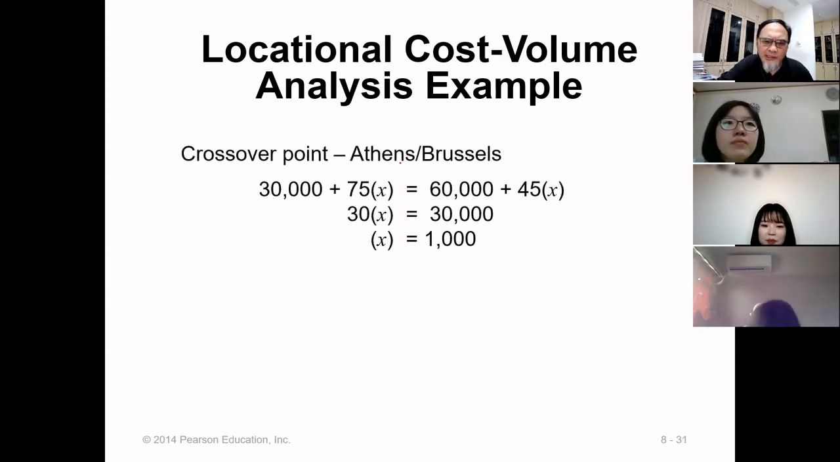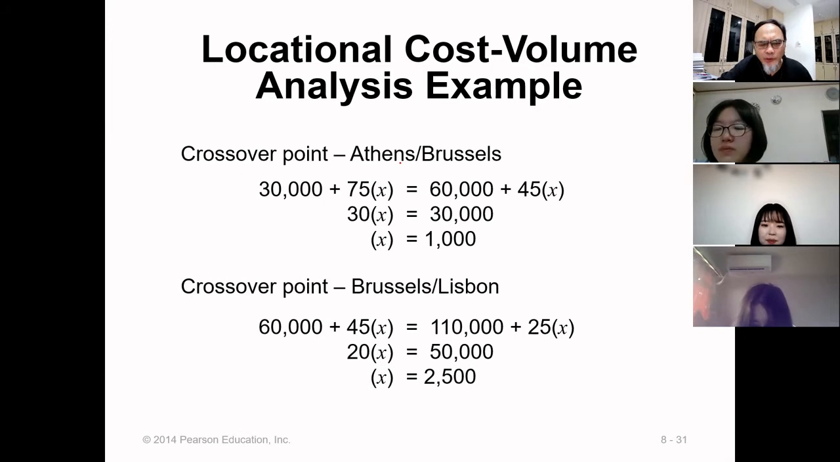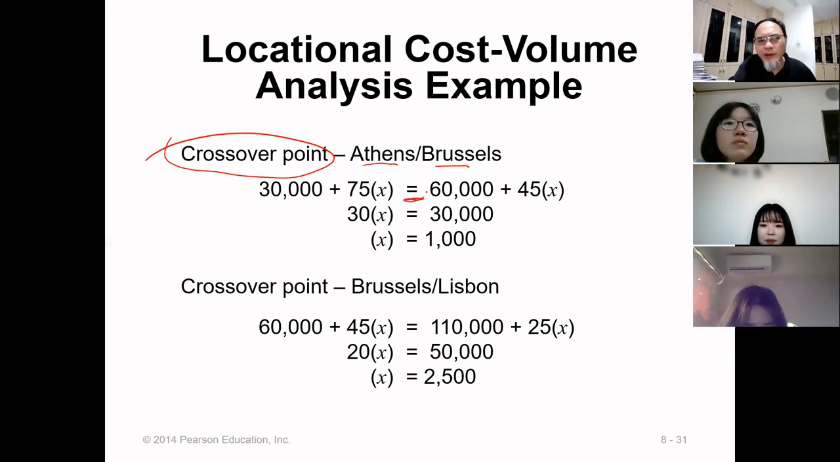So we need a revenue line actually. But before that, we call this the crossover point, or break even. Same thing, break even. So we can find the break even between Athens and Brussels by solving the simultaneous equation. If we equate the total cost for Athens to Brussels, the total cost of Athens is actually 30,000 plus 75 times X. If we equate that, we find that the crossover point is 1,000 units.